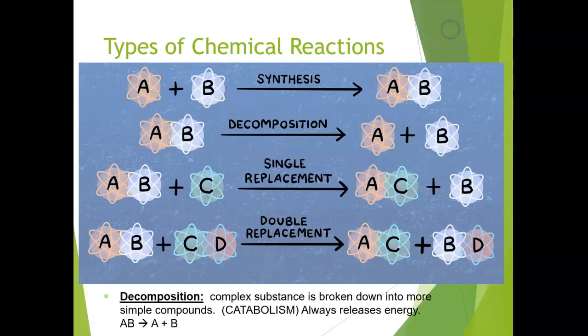The second kind of reaction is a decomposition reaction. A decomposition reaction is going to involve taking a complex substance and breaking it down into its individual parts. So we have complex AB. We're going to break it up into substance A and substance B. And again, in biological terms, we call this a catabolic reaction or catabolism.